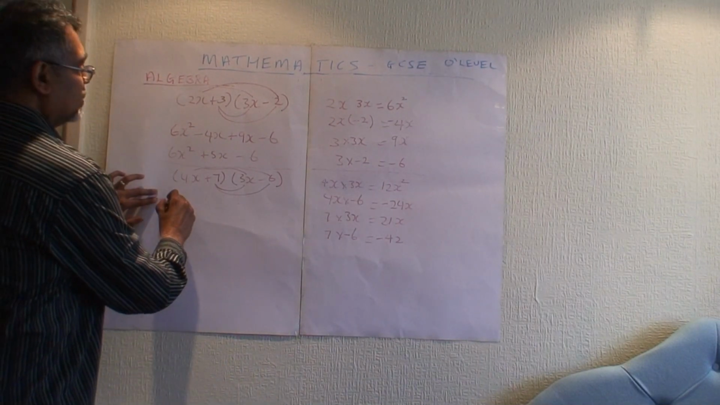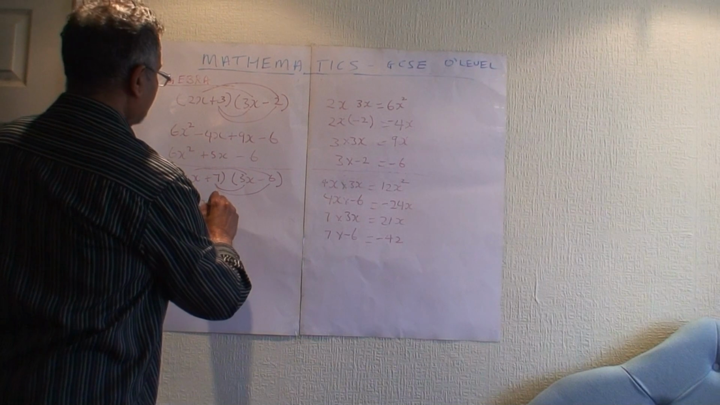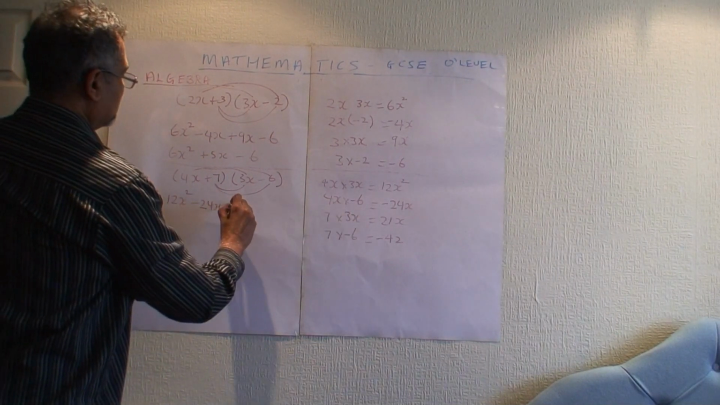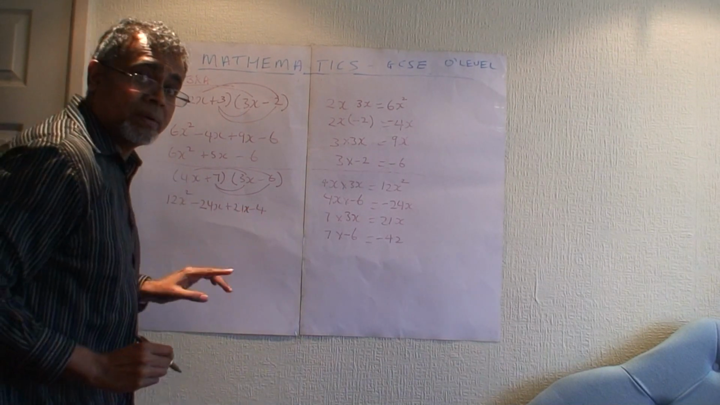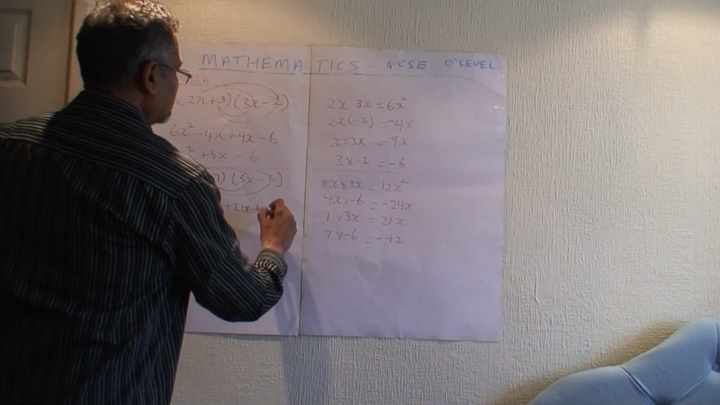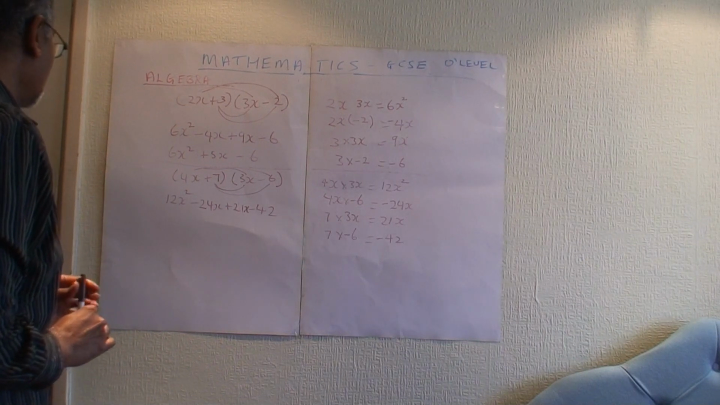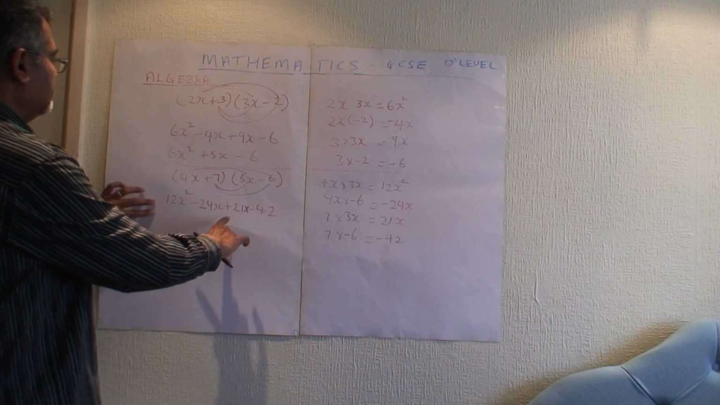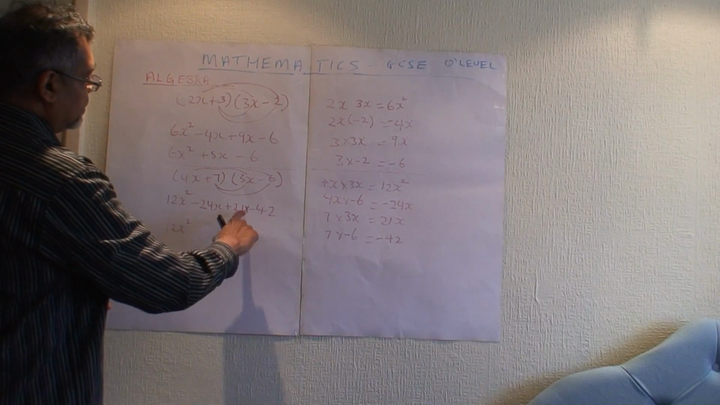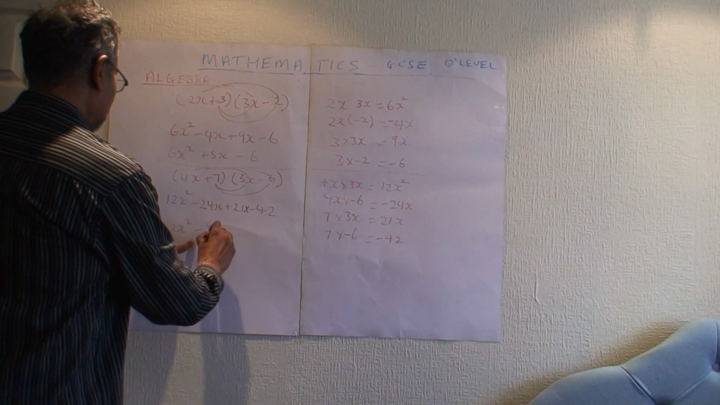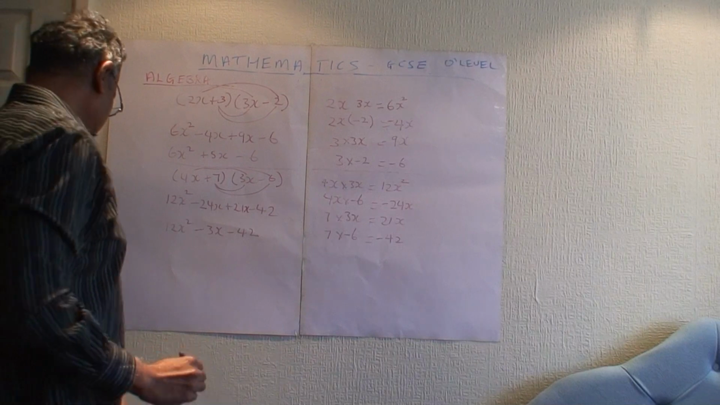So we write everything out. That's 12x squared minus 24x plus 21x, sorry, 21x, minus 42. And if we want to simplify it further, 12x squared minus 24x plus 21x is minus 3x, minus 42.